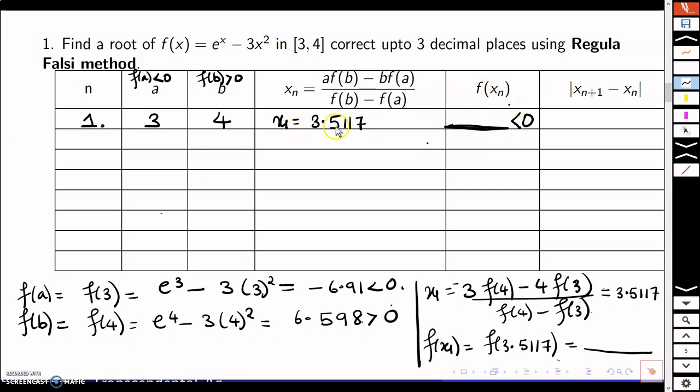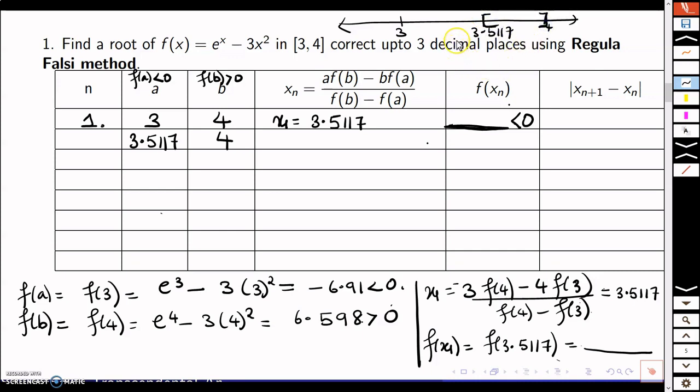So f of x1 is negative now, and then you go back to a and b, that is 3 and 4. F of a was negative and f of x1 is negative now. So I will replace this 3 by a new point, that is 3.5117, and this 4 will be retained as it is. So my root now lies between 3.5117 and 4. The original interval that was given to me was between 3 and 4, so we have shortened the length of the interval.